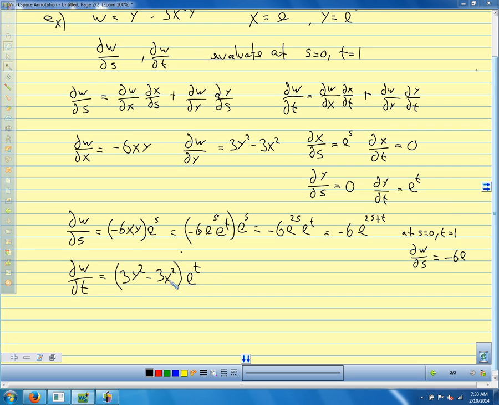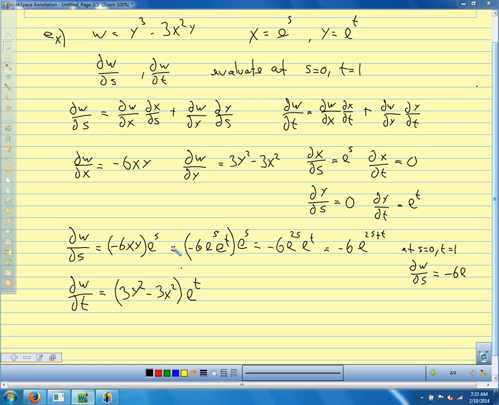And then we want to express our partial with respect to t in terms of our independent variable. So I'm going to substitute in there. I'm going to put my e to the t out front here. E to the t times 3y squared, so 3e to the 2t minus 3x squared, minus 3e to the 2s. And I could factor this, do some other simplification. This is fine. So this is my partial of w with respect to t.